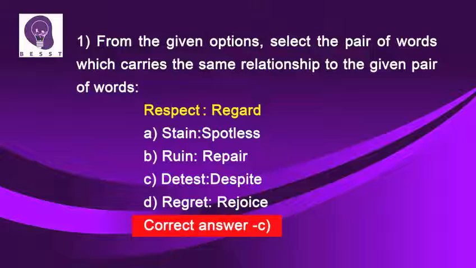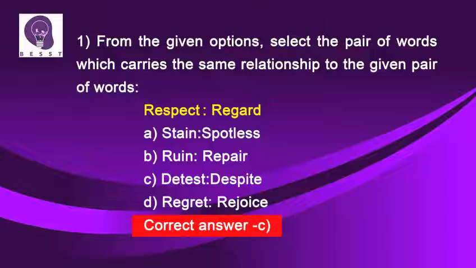Now from the given options, we will have to find that pair of words which has the same relationship like respect and regard. Option A, we are given stain is to spotless. Now what is stain? Stain means mark or spot. That means it is opposite of spotless. So this option is not correct as it is not a synonym but an antonym. Option B is ruin is to repair. That is also the same. The relationship is an antonym of each other.